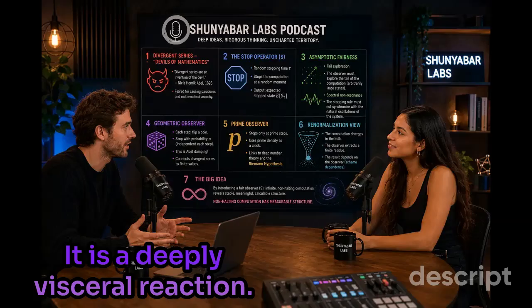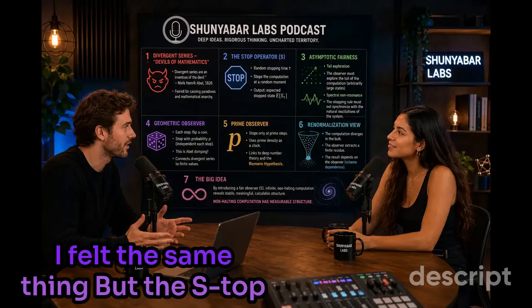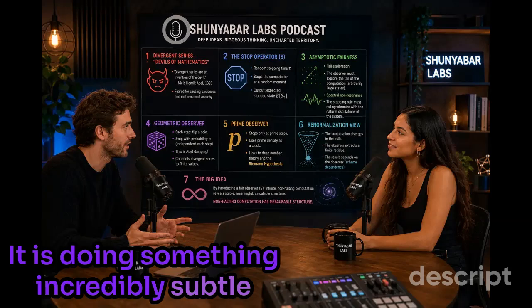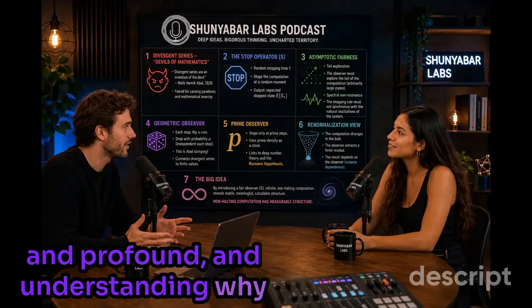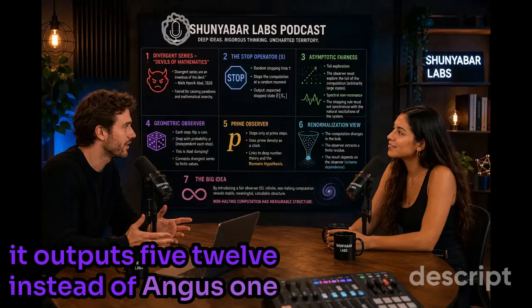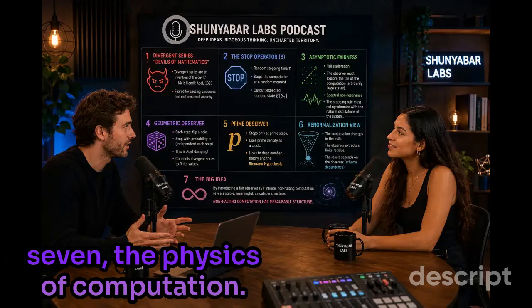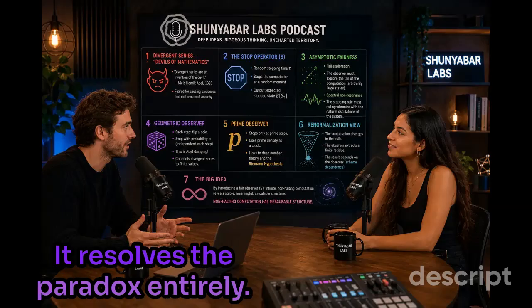It is a deeply visceral reaction. I felt the same thing. But the STP operator isn't broken. It is doing something incredibly subtle and profound. And understanding why it outputs 5/12 instead of negative 1/12 is the absolute crux of Section 7, the physics of computation. It resolves the paradox entirely.